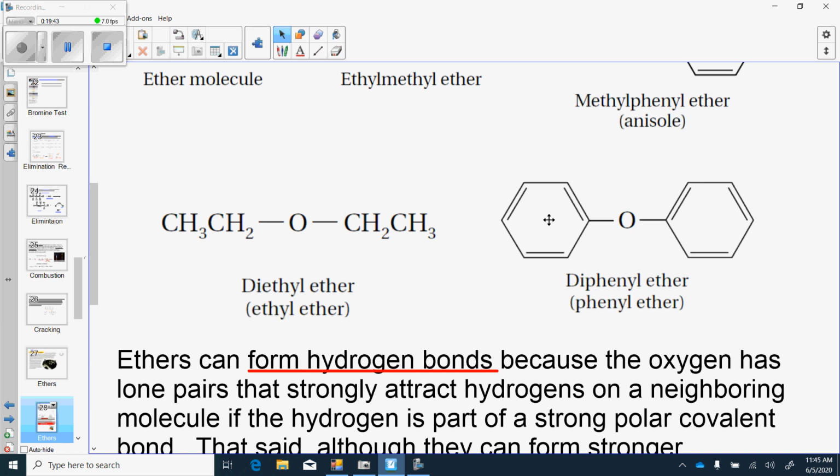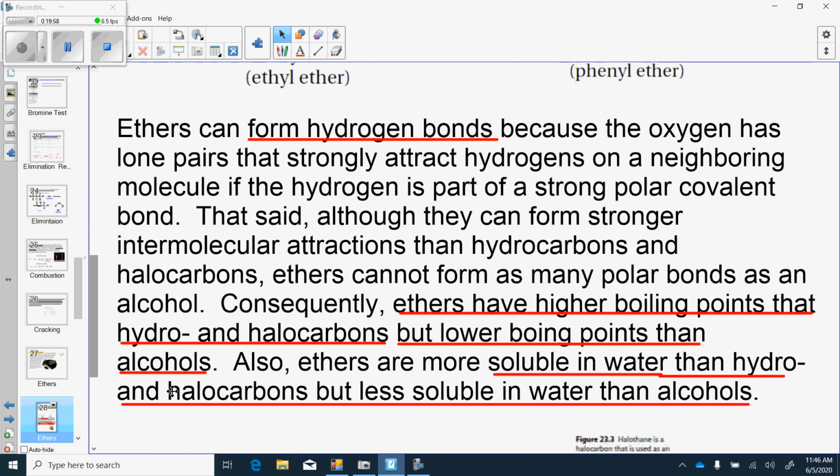Here's another symmetrical ether. You have a benzene, but it's a branch, so phenyl, and you have phenol. And so you would have diphenyl ether or just phenyl ether. Okay? A couple of properties are interesting when it comes to ethers.